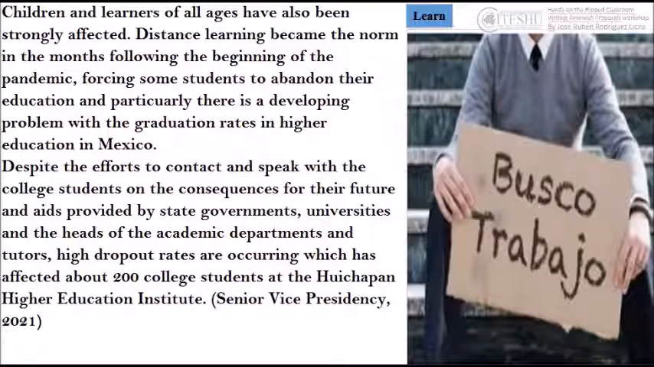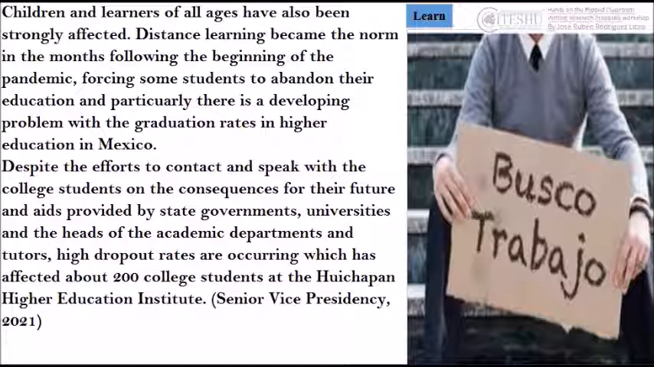Children and learners of all ages have also been strongly affected. Distance learning became the norm in the months following the beginning of the pandemic, forcing some students to abandon their education, and particularly there is a developing problem with the graduation rates in higher education in Mexico.